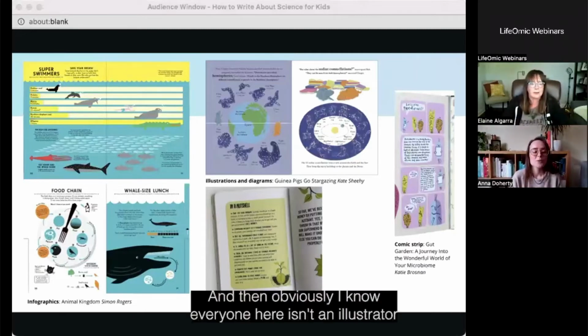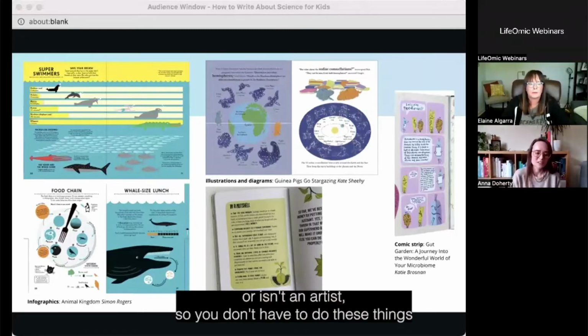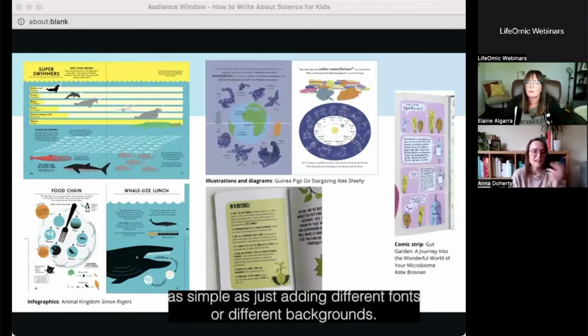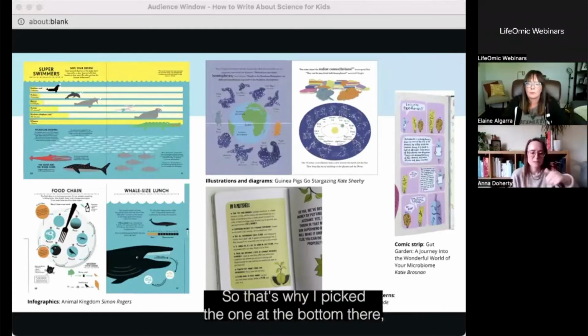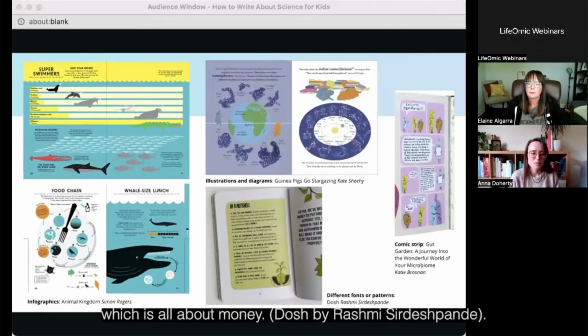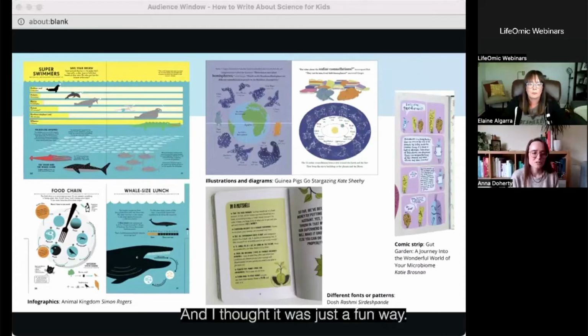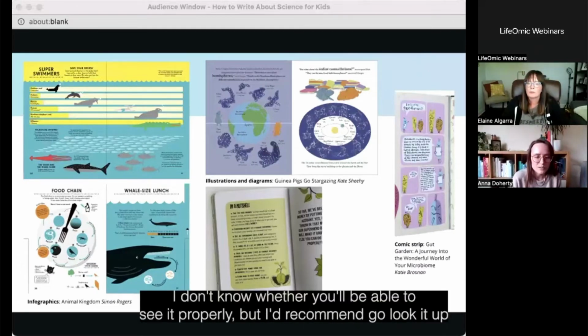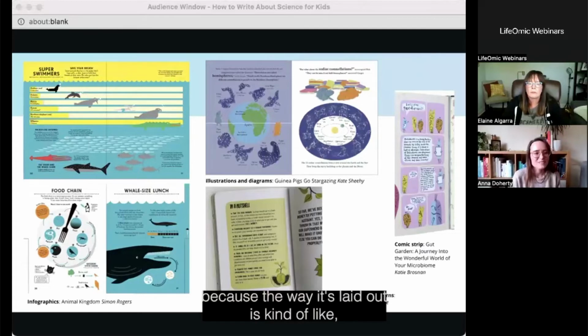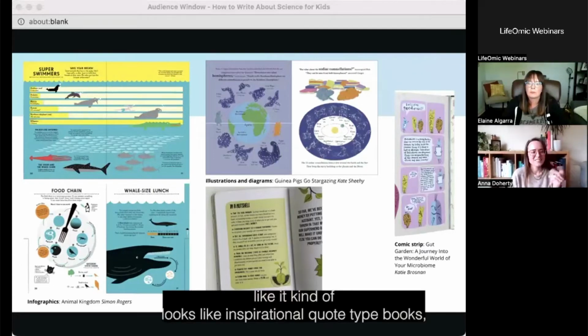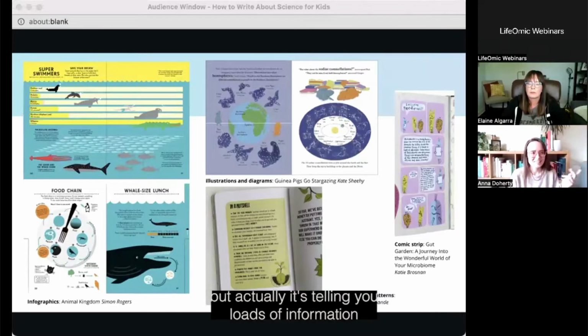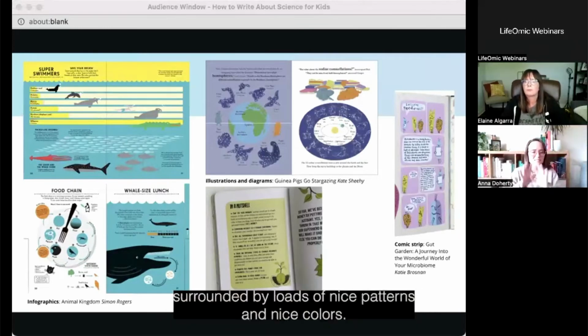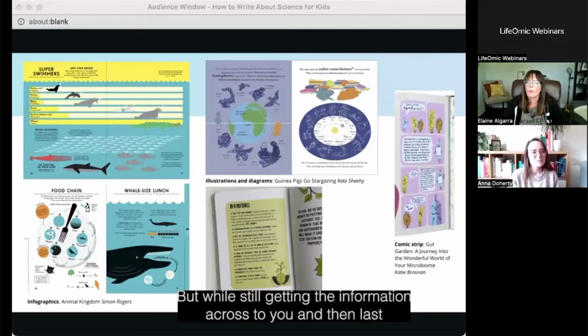And then obviously I know everyone here isn't an illustrator or an artist, so you don't have to do these things yourselves. You can even do something as simple as adding different fonts or different backgrounds or different little icons. So that's why I've picked the one at the bottom there, which is all about money. I thought it was just a fun way. I don't know whether you'll be able to see it properly, but I'd recommend you go look it up, because the way it's laid out, it looks like an inspirational quote type book, but actually it's telling you loads of information, because it will be really decorative writing surrounded by loads of nice patterns and nice colors, while still getting the information across to you.